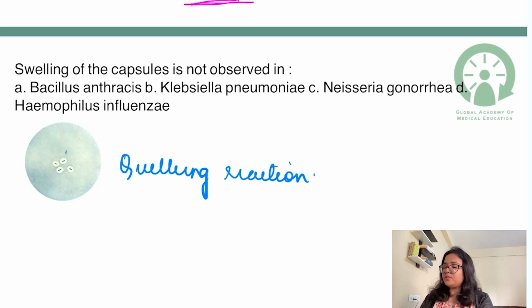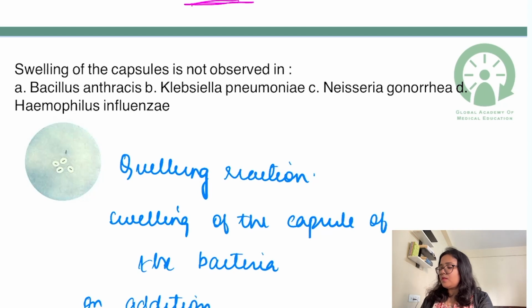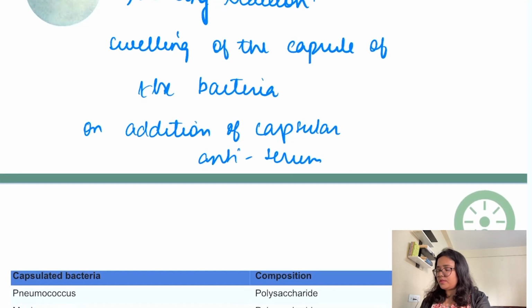The Quellung reaction shows the swelling of the capsule of the bacteria on addition of capsular antiserum. So this becomes swollen and refractile. So let us look at the organisms which produce capsule.